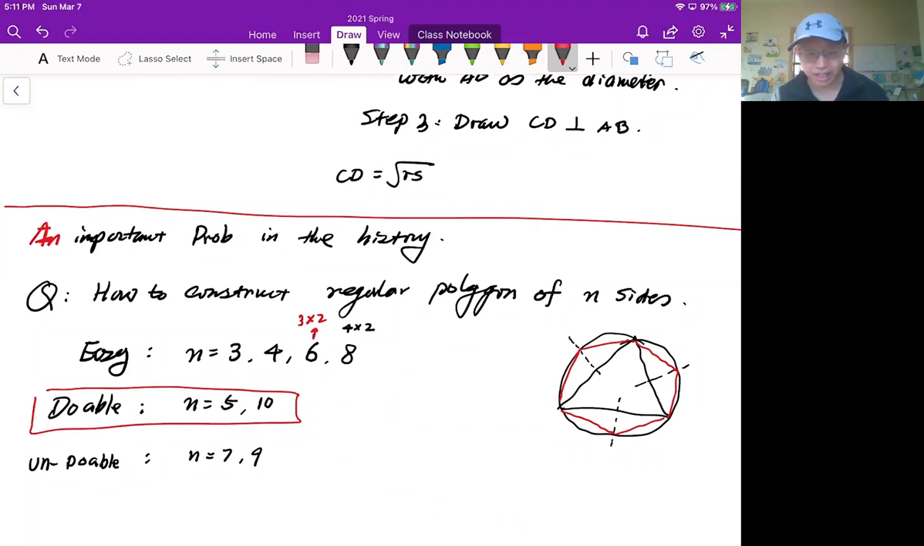The regular polygon of five sides and 10 sides, okay? Regular pentagon and a regular decagon. So I just want to choose one of these, because if I can do one, I can do the other one. Does it make sense? It's just doubling or halving, right?